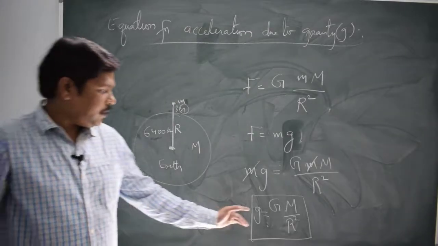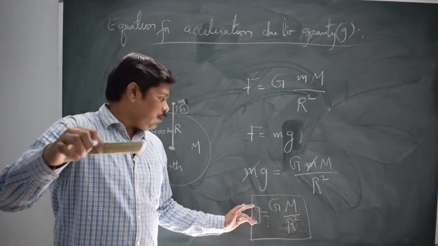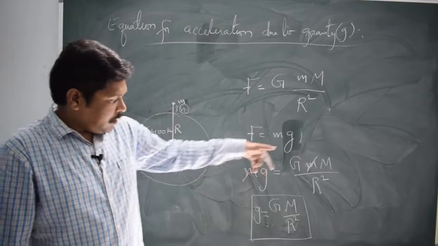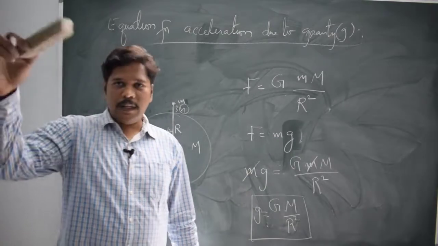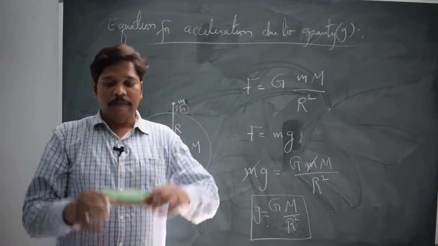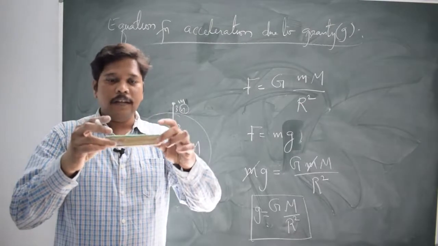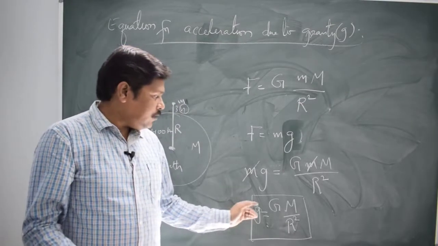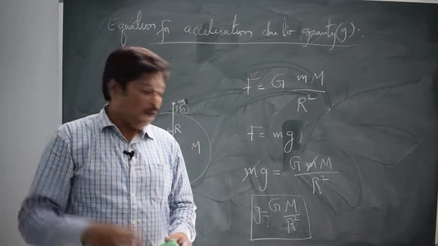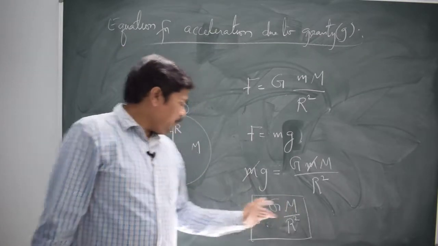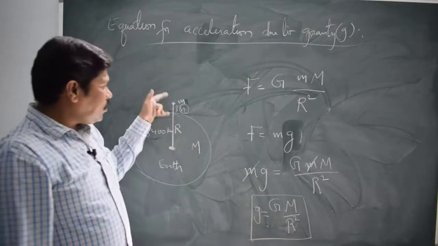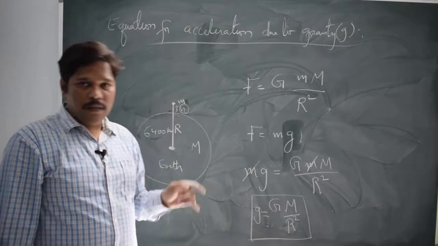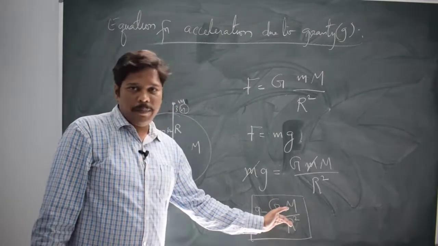From this equation, the acceleration of freely falling bodies does not depend on the mass of the object which is left. We have seen it, and practically it is also proved: whether the object is heavier or lighter, acceleration due to gravity does not depend on its mass. But on what factors does it depend? It depends on the mass of the earth and the radius of the earth, or the distance from the center of the earth.